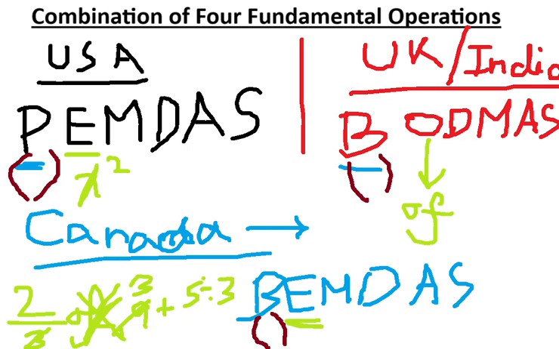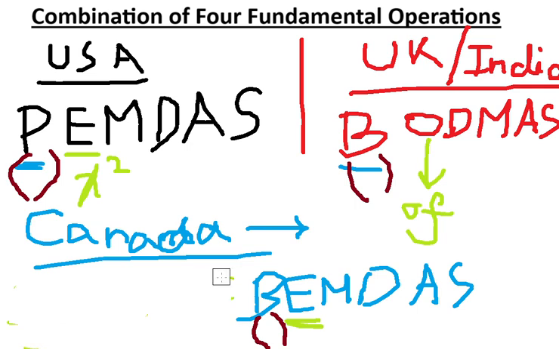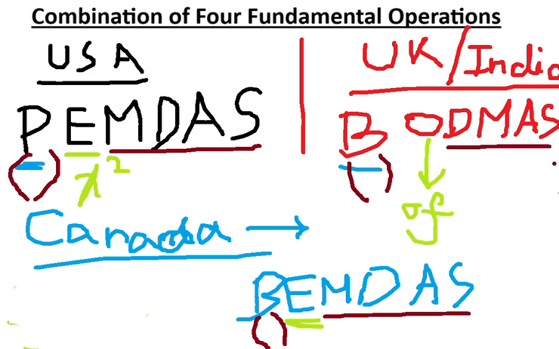Now the rest of the part is very easy. D stands for division, M stands for multiplication, A stands for addition, and S stands for subtraction. But you can see a difference in order. For US, we have multiplication, division, addition, and subtraction. Same thing goes for Canada. But for UK and India, it's a little bit different, right? It stands for DMAS. That means we go for division first, then multiplication, then addition, and then subtraction.